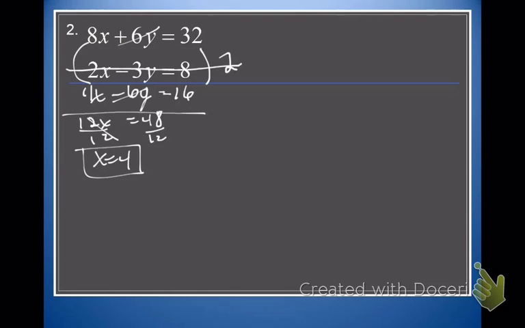Since x is 4, we can substitute that in for any x we want. And we're going to want to do that so that there's a y in the equation. So I'm going to be consistent and just keep plugging it in to this first equation. So I'm going to get 8 times 4 plus 6y equals 32. 8 times 4 is 32.